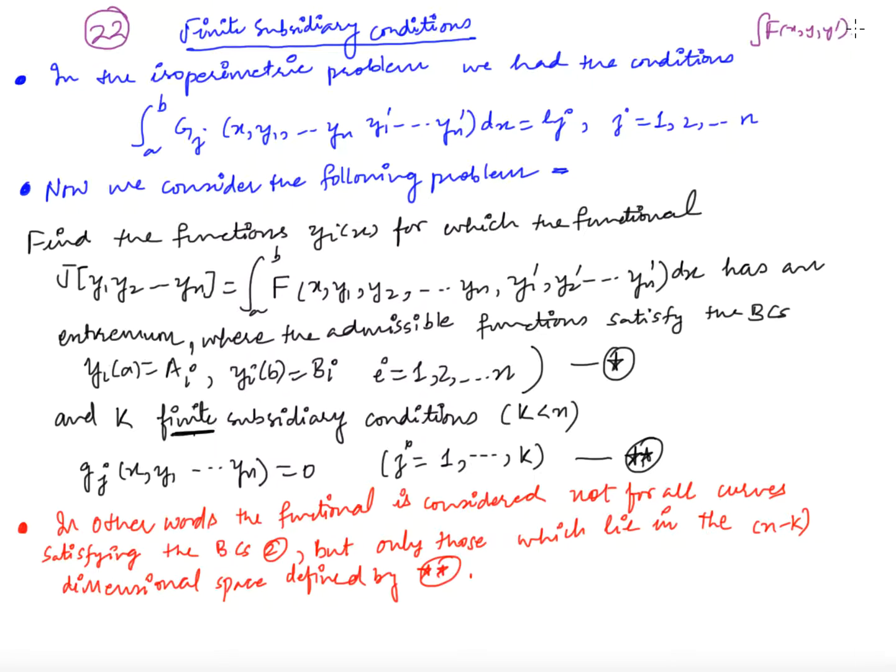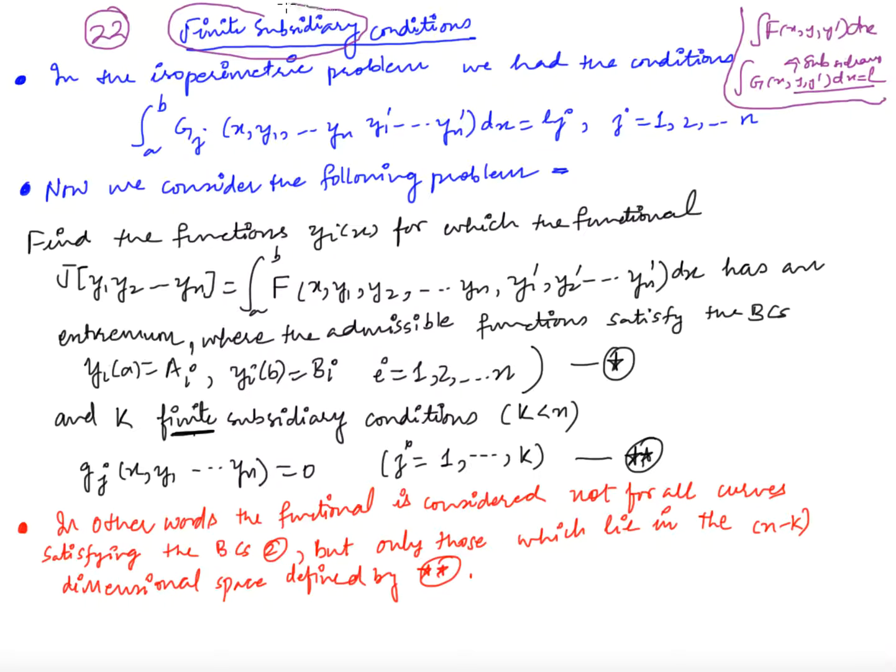of the form this when the admissible function y is such that some other functional has a fixed value, say L. These problems were called isoperimetric problems, and we have seen how to solve those problems. And this condition is called subsidiary condition, and this problem was called isoperimetric problem. And in this video, we will consider finite subsidiary condition.